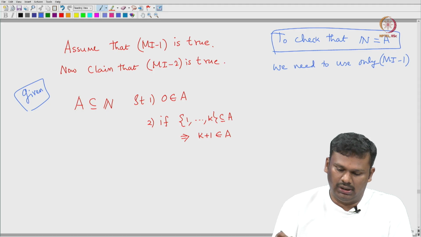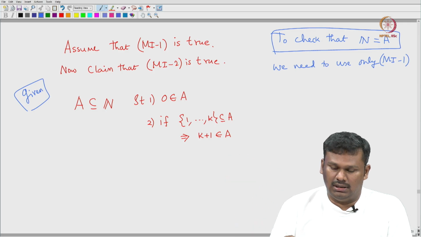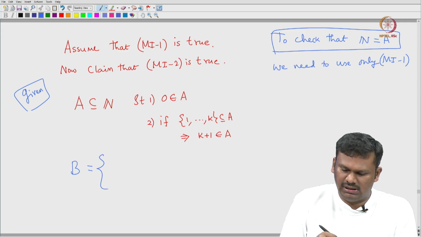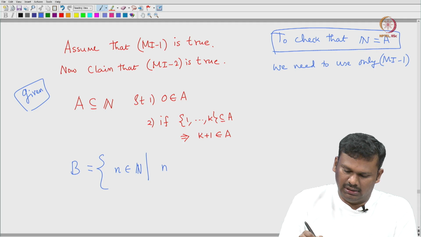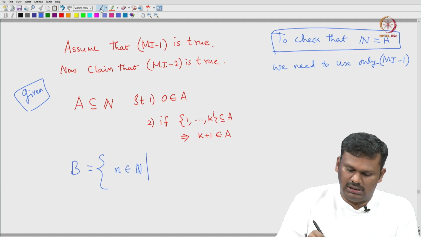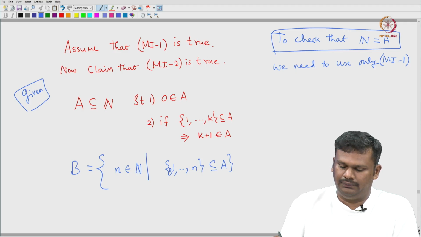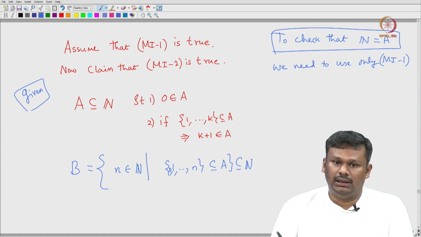So, this seems to be stronger, but if you think about it, we are starting with 0. So, from 0 one will be able to reach wherever they are supposed to reach. So, what I can do is construct this B, which is those elements n in the natural numbers such that 0, 1, 2, etc. up to n is indeed a subset of A. Now, this B is a subset of the natural numbers.